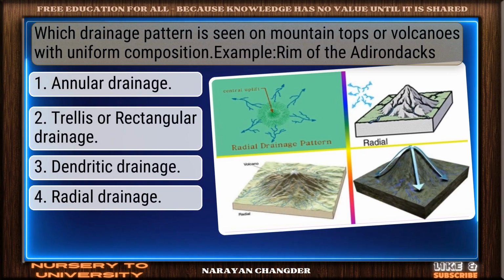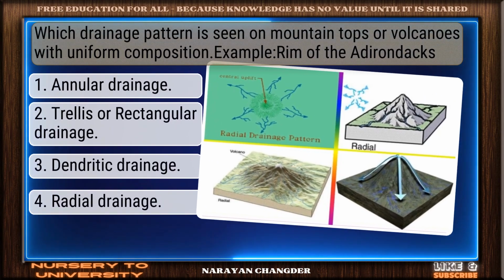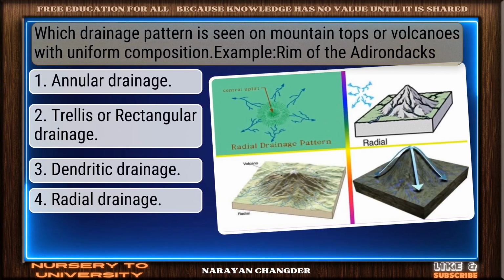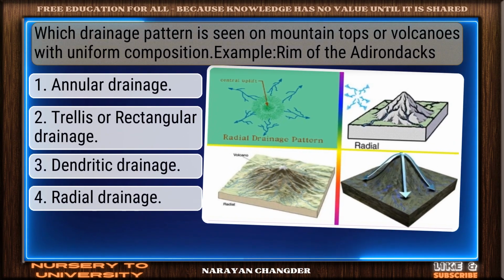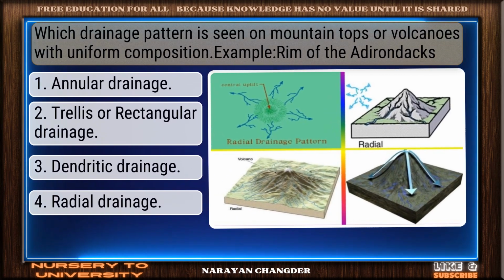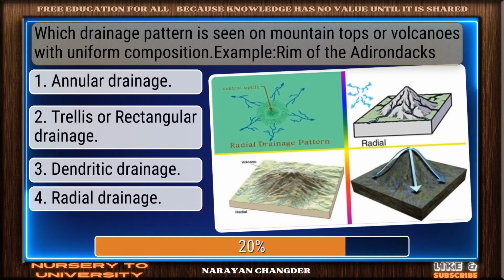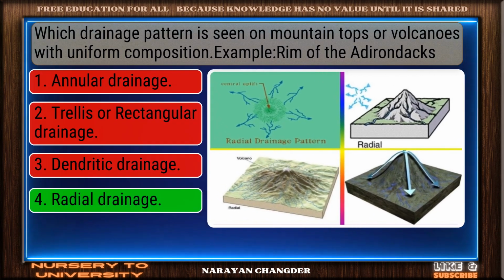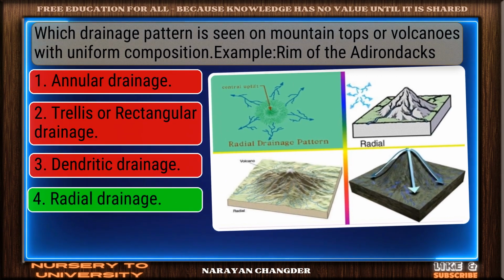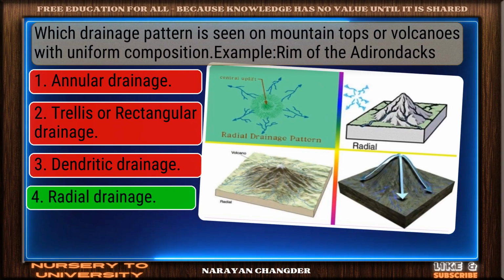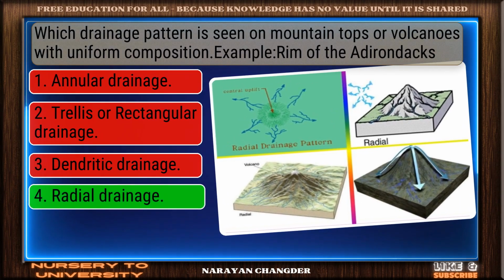Which drainage pattern is seen on mountain tops or volcanoes with uniform composition? Example: Rim of the Adirondacks. Correct response. Radial drainage is the most accurate answer.